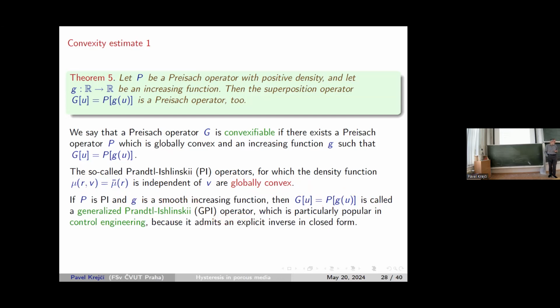And this is something control engineers like, because the Krasnoselskii operator is explicitly inverted. There is a formula for the inverse of the operator. But this means that we also have a formula for the inverse of the generalized Krasnoselskii operator. The inverse of the superposition is the superposition of the inverse functions. And this is a very large class of operators which, as I said, electrical engineers almost exclusively use, generalized Krasnoselskii operators instead of Preisach.